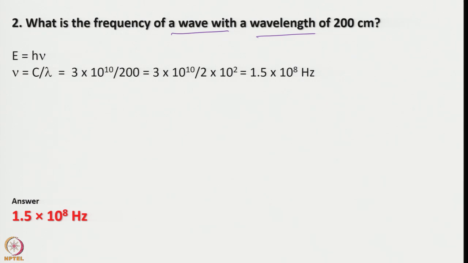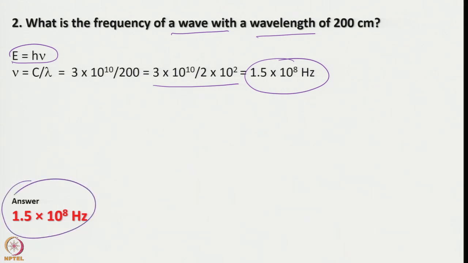Of course, we are familiar with energy and how it is related to frequency: E equals h nu, and nu equals c by lambda, where c is the velocity of light. It is 3 × 10¹⁰ centimeters per second, or 3 × 10⁸ meters per second. So we can use that here, and 200 centimeters is the wavelength given. If you calculate, what we get is 1.5 × 10⁸ hertz. This is the answer.